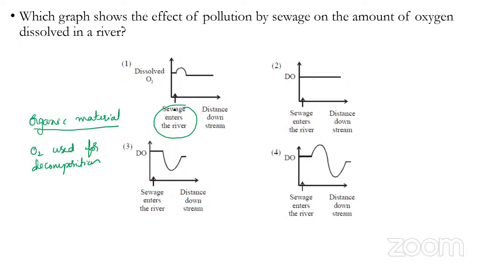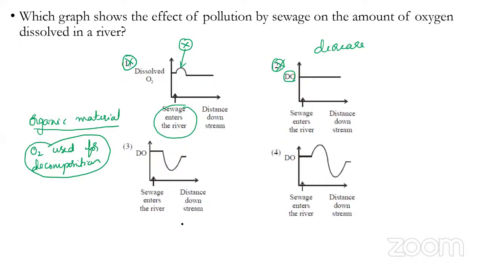In the first one, when sewage enters into the river, the dissolved oxygen has increased. Since oxygen is consumed to decompose the organic material, I'm repeating, oxygen is consumed for decomposition of organic material, the concentration of dissolved oxygen is not going to increase. So option one cannot be the correct answer. Second one, as the sewage water enters, the dissolved oxygen should decrease, but it shows decomposition. So this is not correct.